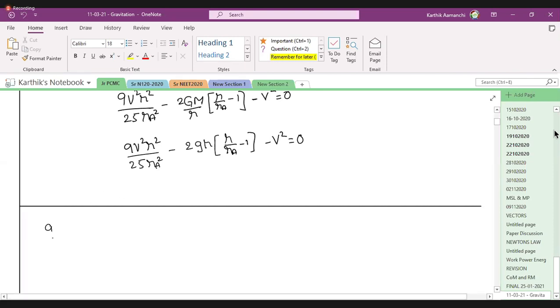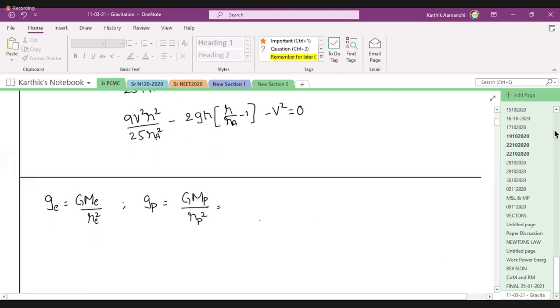Because g on Earth is G M by R squared, where R is the radius of the Earth, and g of the planet is G times the mass of the planet divided by R squared. Both of them are 3 times, so it will be G M E into 3 divided by R squared, that is, 1/3 of g E.